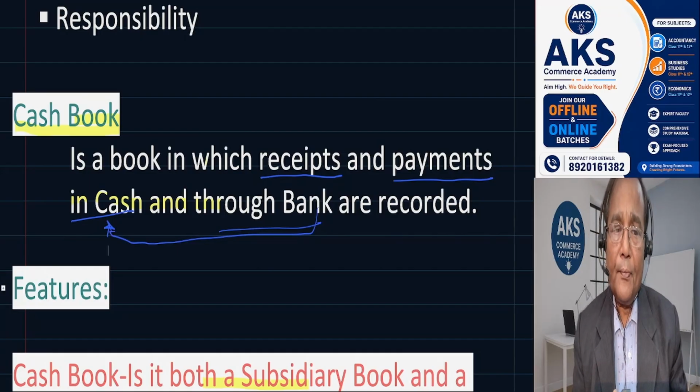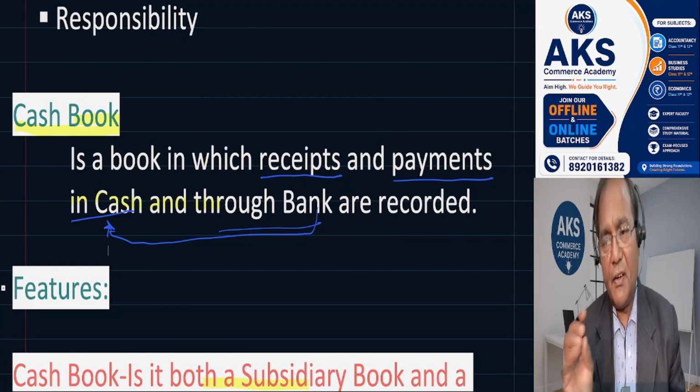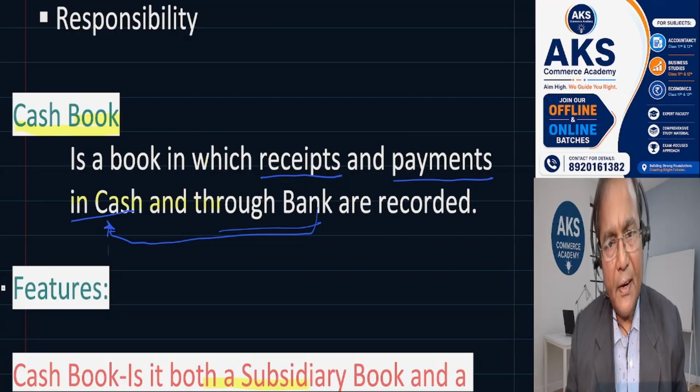However, if it is a single column cash book, only cash will be entered. If it is double column, bank will also be in the same book. So the cash book is a book in which receipts and payments are entered. There is no other understanding required. So this is the cash book. We will see the next one.